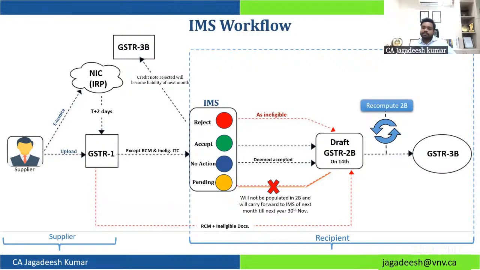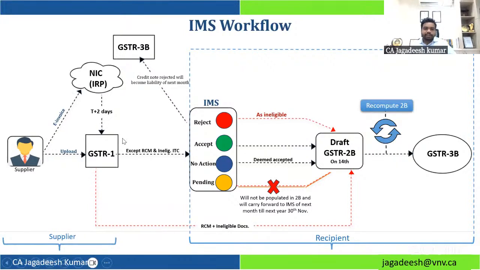How will it get updated? After taking action in the IMS, I have to click on recompute. After clicking on recompute, my GST2B will get updated with the actions I have taken in the IMS. So those invoices will be auto-populated in the 3B. Before filing the 3B, you have to click on recompute 2B, so that you get the latest actions in your GST2B. And we'll come again to this slide after the end of this session. You will get a good idea of all this data flow.